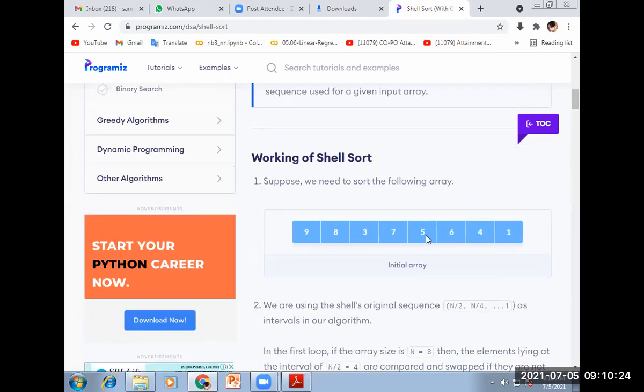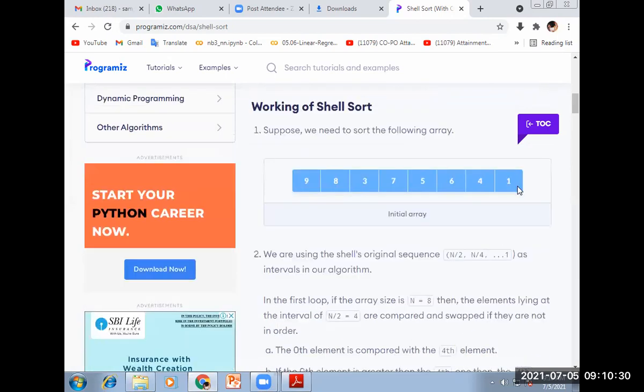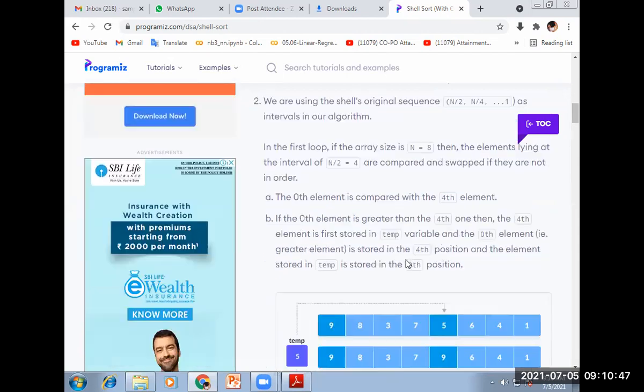This is the array. We assume the Shell original sequence, where the size of this array is n equal to 8. So 8 by 2 is 4. Here these elements are compared, and if they are not in order, they are swapped. Fourth element, see here.